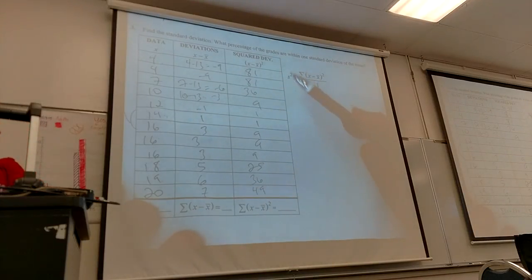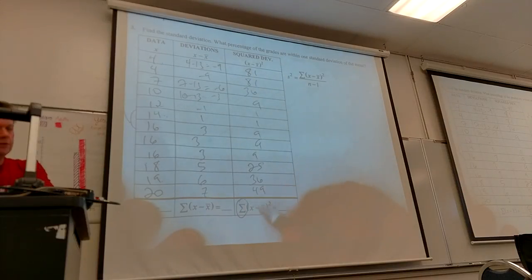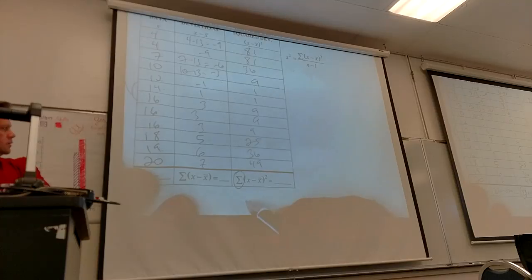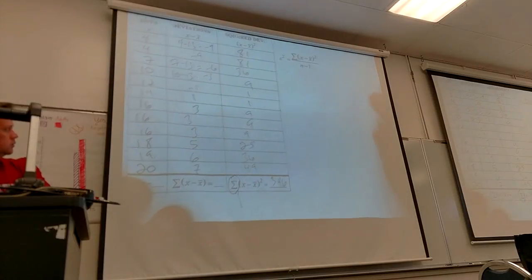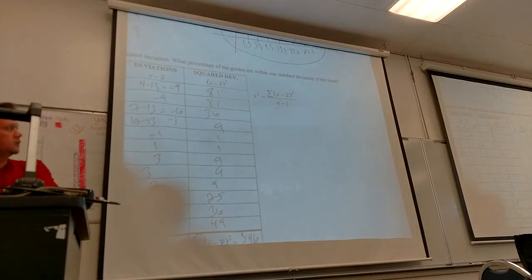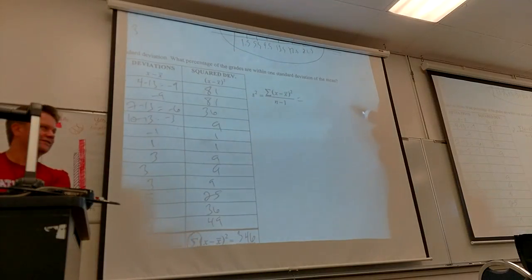And then when you add all this stuff up, what do you guys get? Remember, that's what this symbol means, the Greek letter sigma, the sum of all this. Math people went, let's use Greek to make it look all official. What do you guys get, sir? 346. 346, cool.